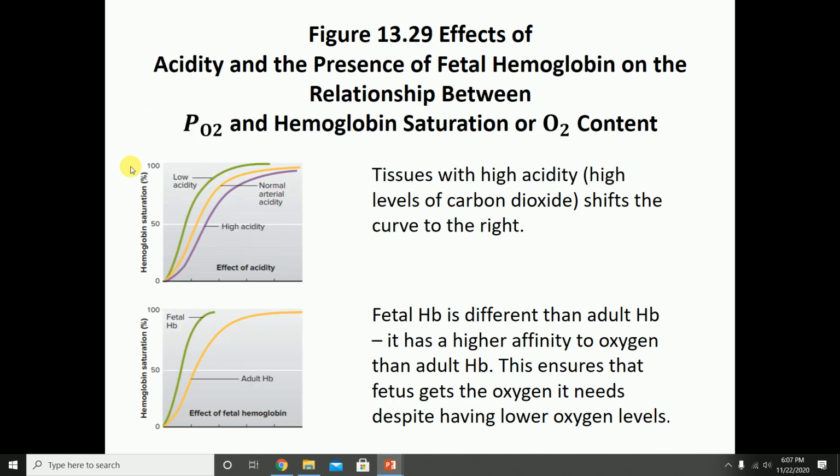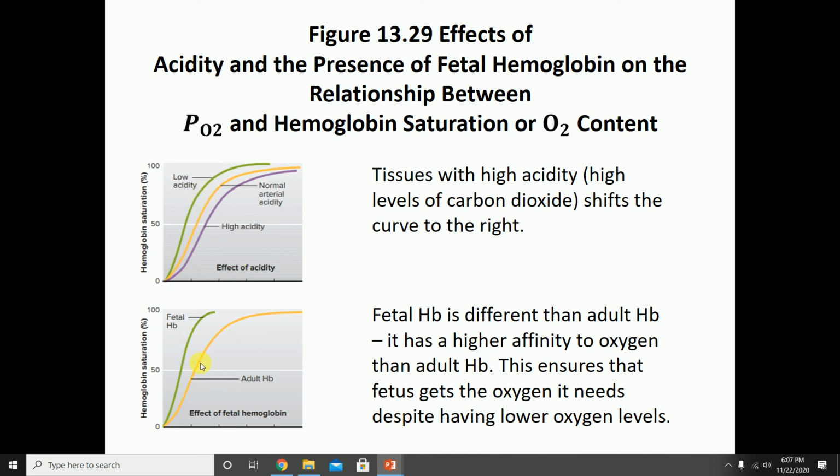Now you can see here the effect of acidity on that curve. So this is where that yellow line curve is the normal arterial acidity. Under high acidic levels, for example, again, an area of inflammation or an area of high metabolic demands, all of that is producing acid. So in high acidic areas or low pH, that shifts the curve to the right, again, making it easier for the hemoglobin to let go of oxygen, which is needed by those cells. In areas of low acidity, that shifts the curve to the left.